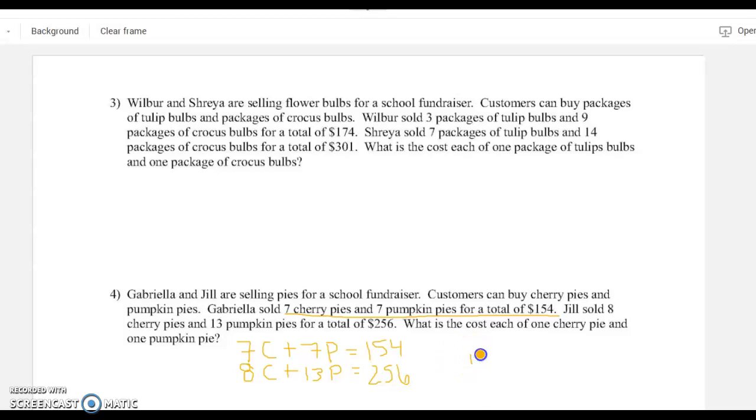So that's the only step that's new today. So that's all I'm going to go over on this one. Then you would use any method that you wanted to. Graphing method, probably not. So probably substitution or elimination to solve and figure out what C is, figure out what P is, and then you would know the cost of each cherry pie for C and the cost of each pumpkin pie for P. And those are some word problems.